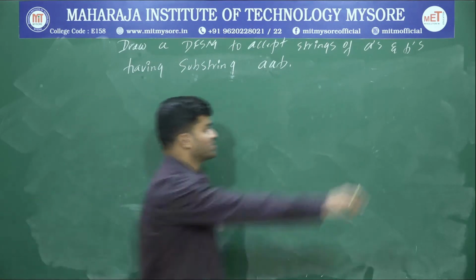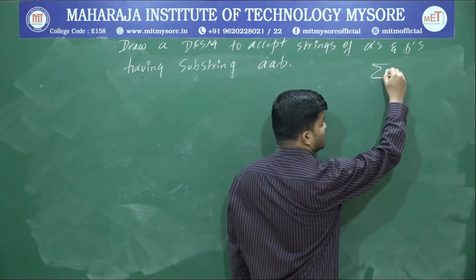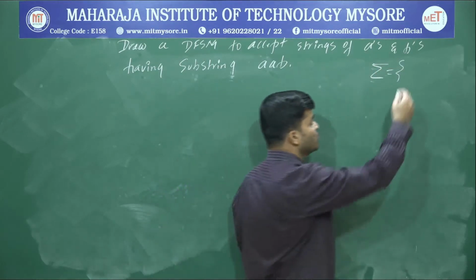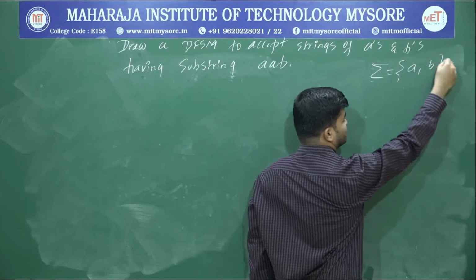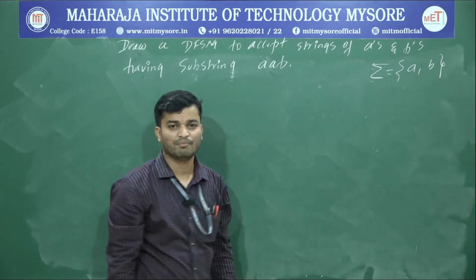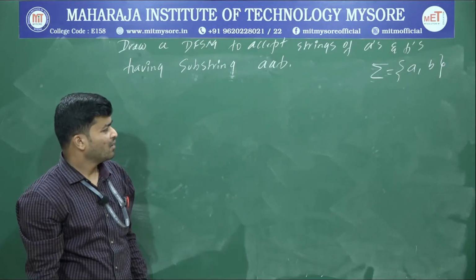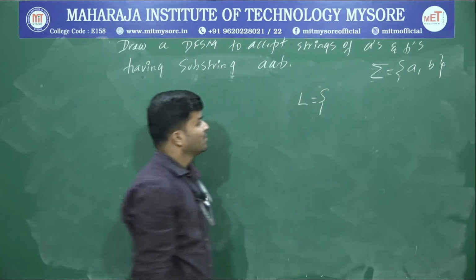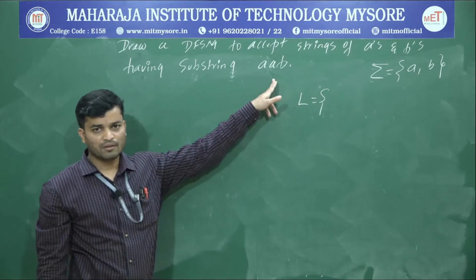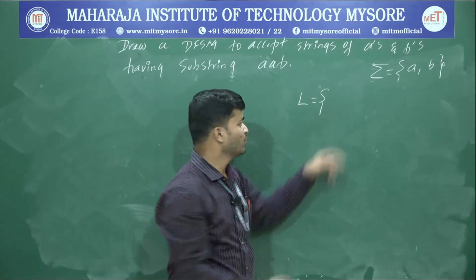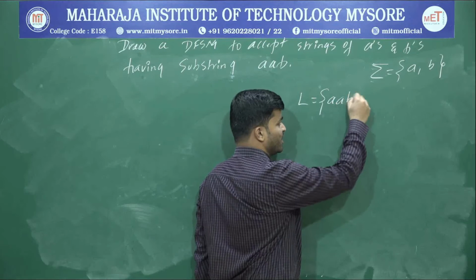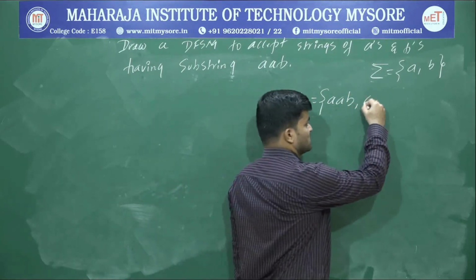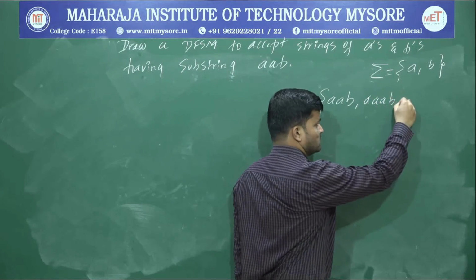So how to construct? First you write your sigma. Strings of A's and B's, therefore sigma is going to become A comma B. Next you write the language. The substring is A, B, therefore in the worst case I'll get the string itself, that is A, B.